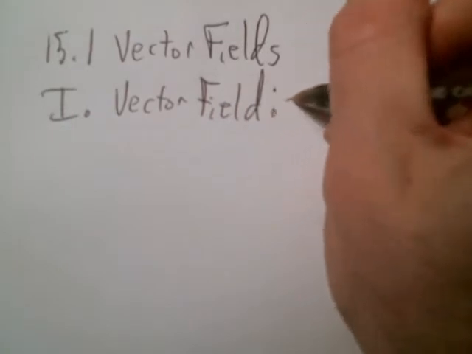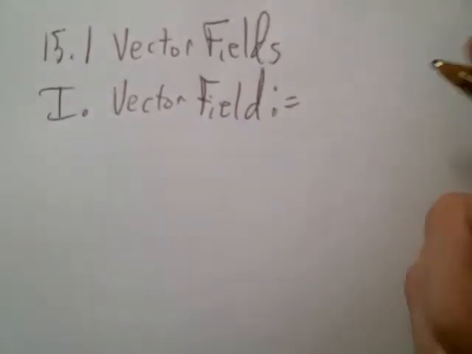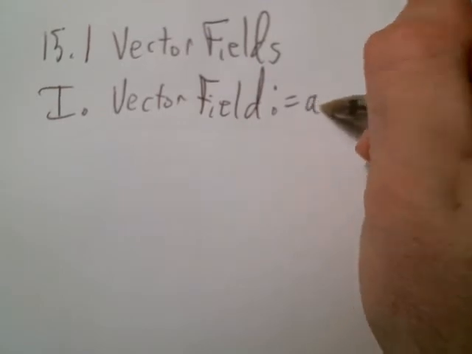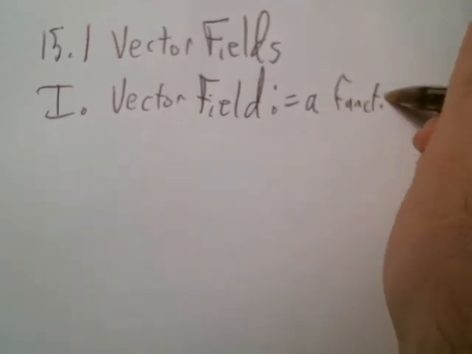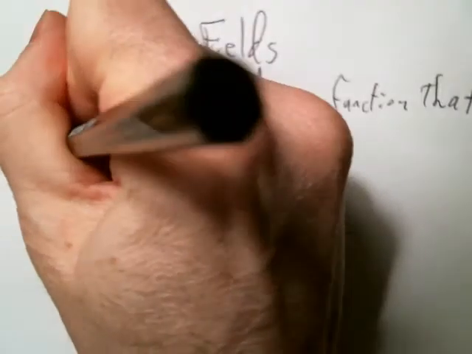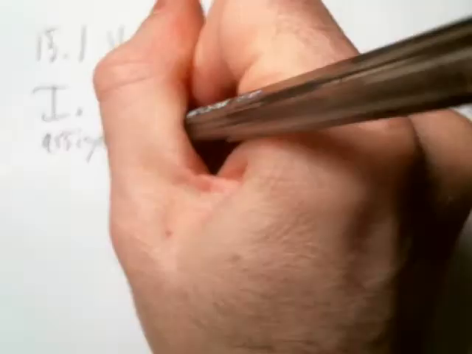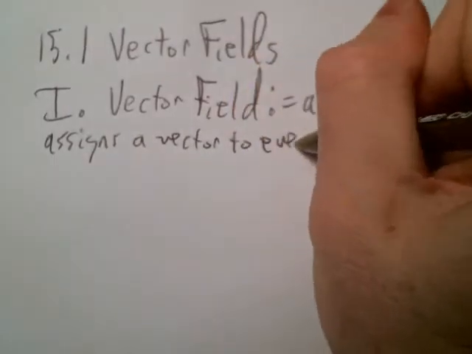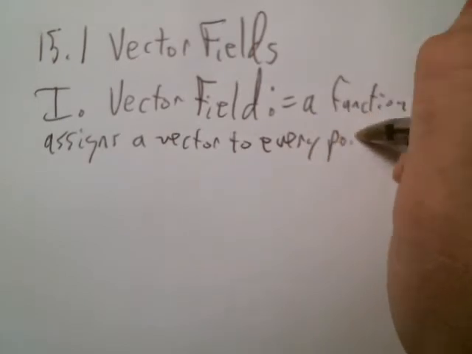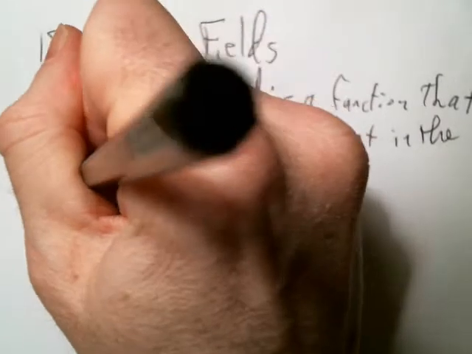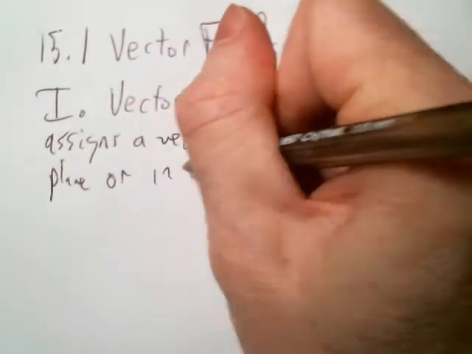All it is, is a function that assigns a vector to every point in the plane or in space.